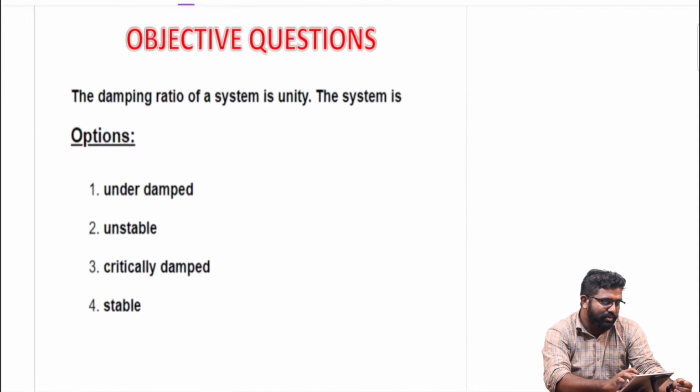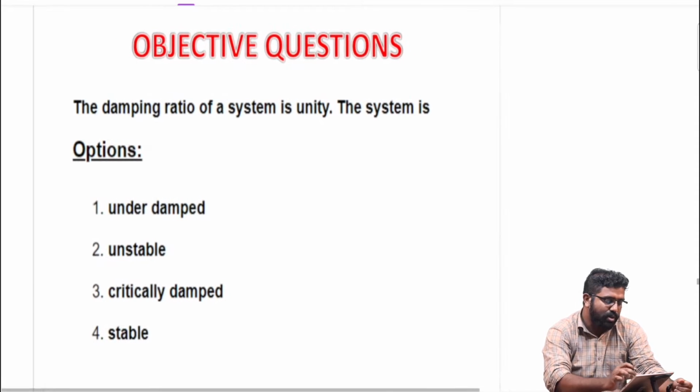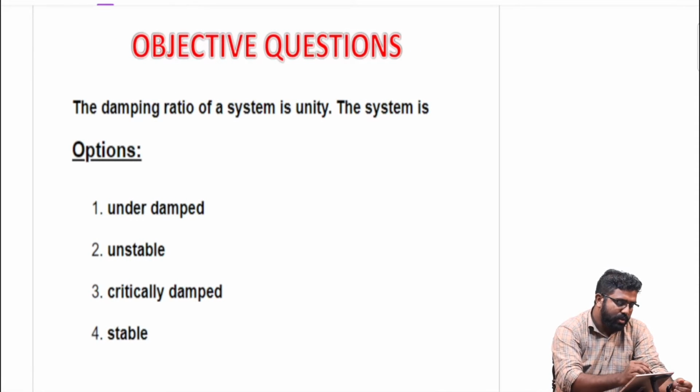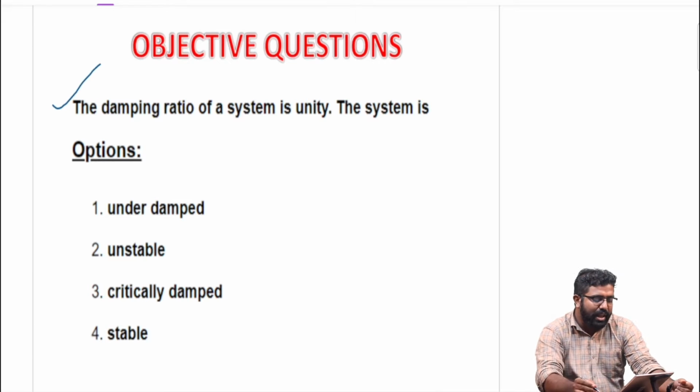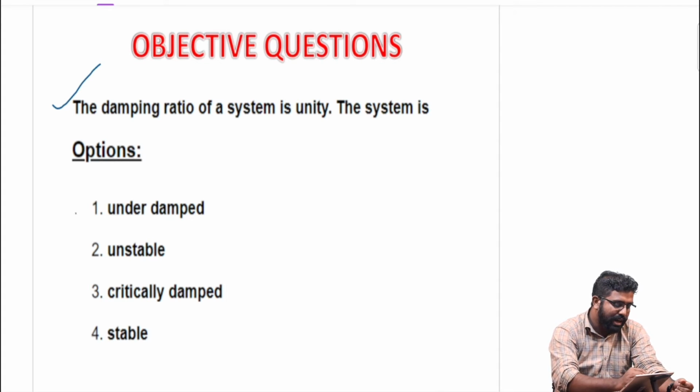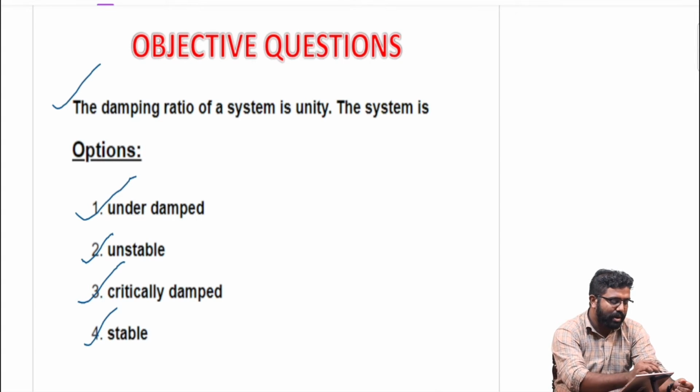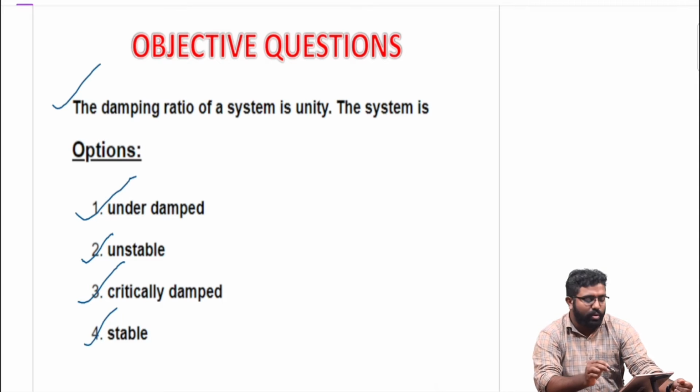I am going to discuss my first question. It is a very simple question. The question is: the damping ratio of a system is unity, then the system is option 1 underdamped system, option 2 unstable, option 3 critically damped and option 4 stable. This question is a very direct question.